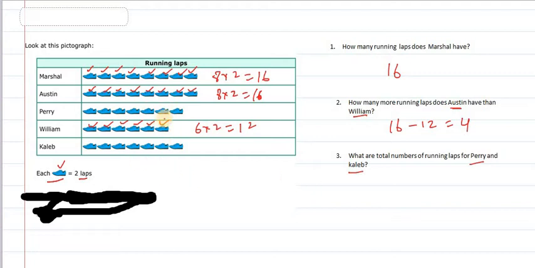And then, what is the total number of running laps for Perry and Caleb only? I mean, we don't have to take the total of all, but only for these two persons, Perry and Caleb. So let's take that. How many are for Perry? 1, 2, 3, 4, 5, 6, 7. So each picture is representing 2 laps, so 7 times 2 is going to be 14. And for Caleb, 1, 2, 3, 4, 5, 6, 7. So 7 times 2 is going to be 14. So the total number for Perry and Caleb is 14 plus 14.